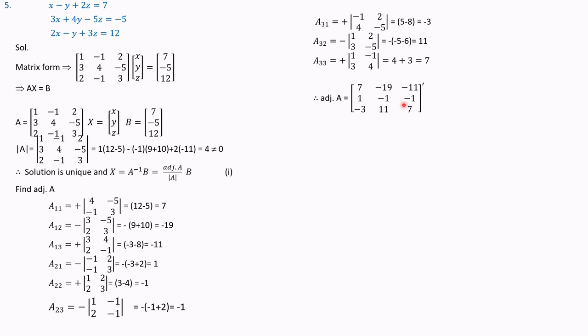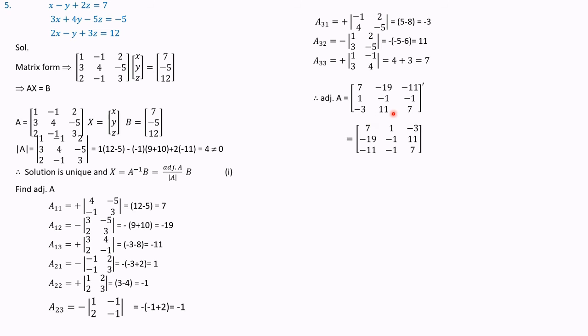This is written and we have to take the transpose. You see the dash here, and we have to take the transpose. That means rows should be changed to columns. 7 minus 19 minus 11 here as a column. Then 1 minus 1 minus 1.